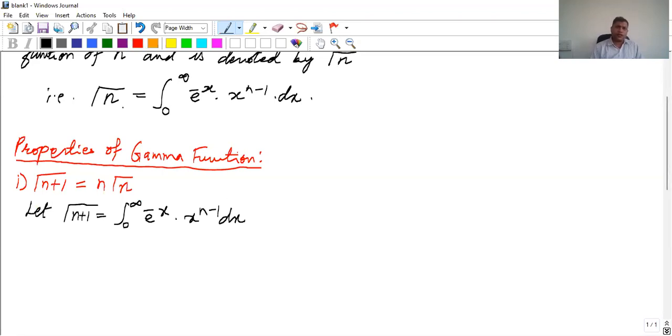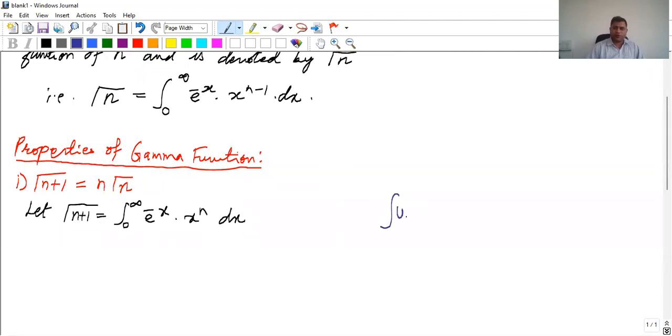Here, if it is n here, then we get n minus 1 here. So what we have is n plus 1, and that's why this plus 1 and minus 1 get cancelled. So we'll get the integral from 0 to infinity of e raised to minus x, x raised to n dx. Are you getting this one? Yes, sir. Is this okay? Yes, sir. Okay. Now we have to evaluate this integral.